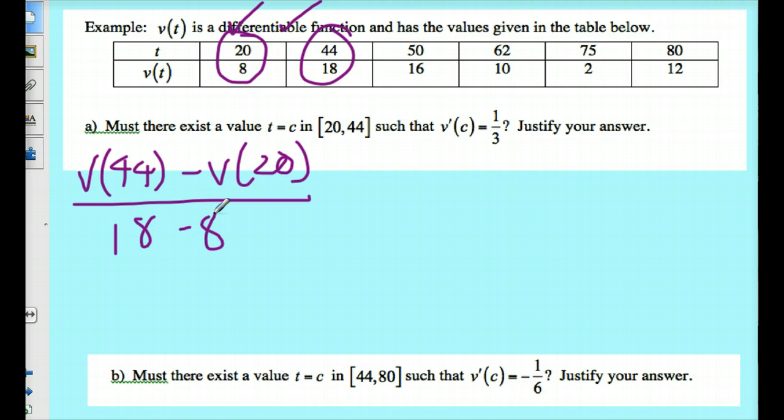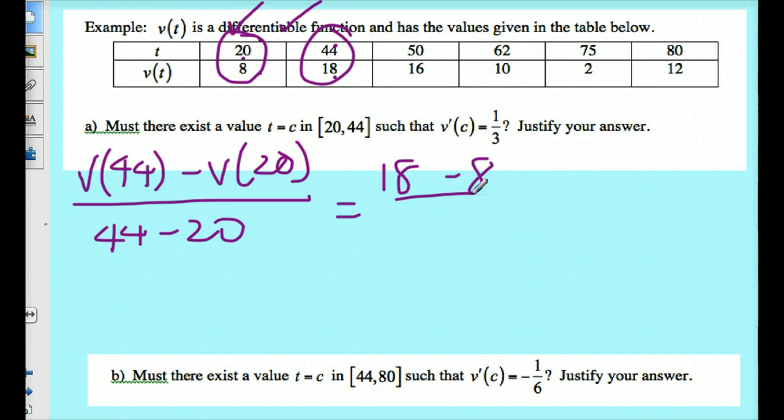Oh, I'm sorry. I read my chart wrong. v of 44 minus v of 20, and down here I would do 44 minus 20. Then if I plug these in, v of 44 is 18, minus v of 20 is 8, divided by 44 minus 20, which is 24. That gives us 10 over 24, and if I reduce that, that will give us 5 over 12.